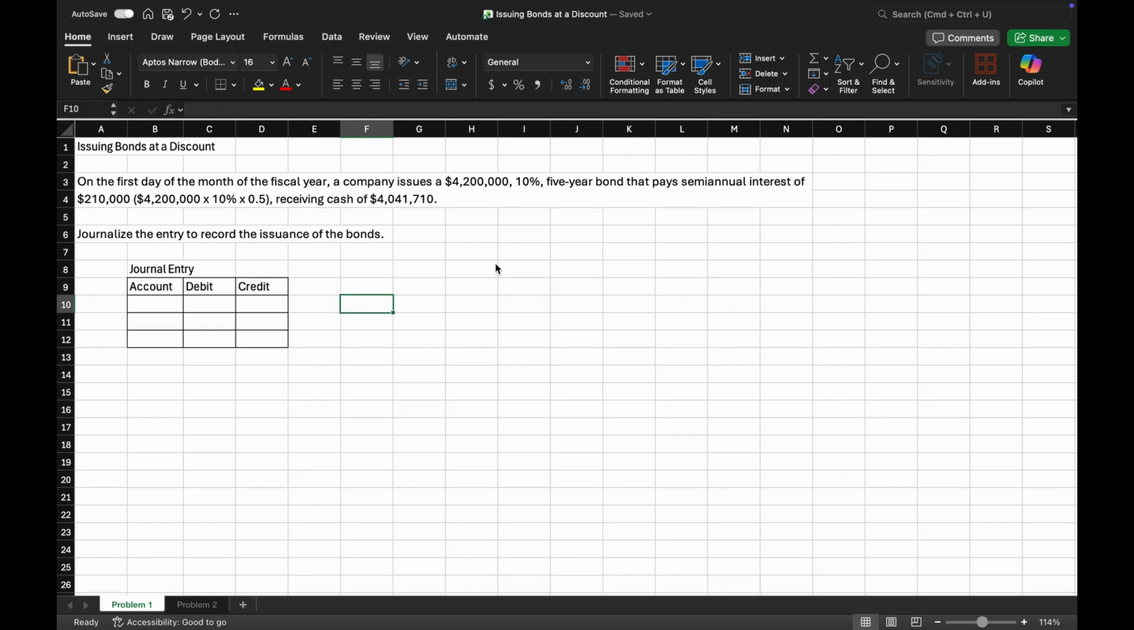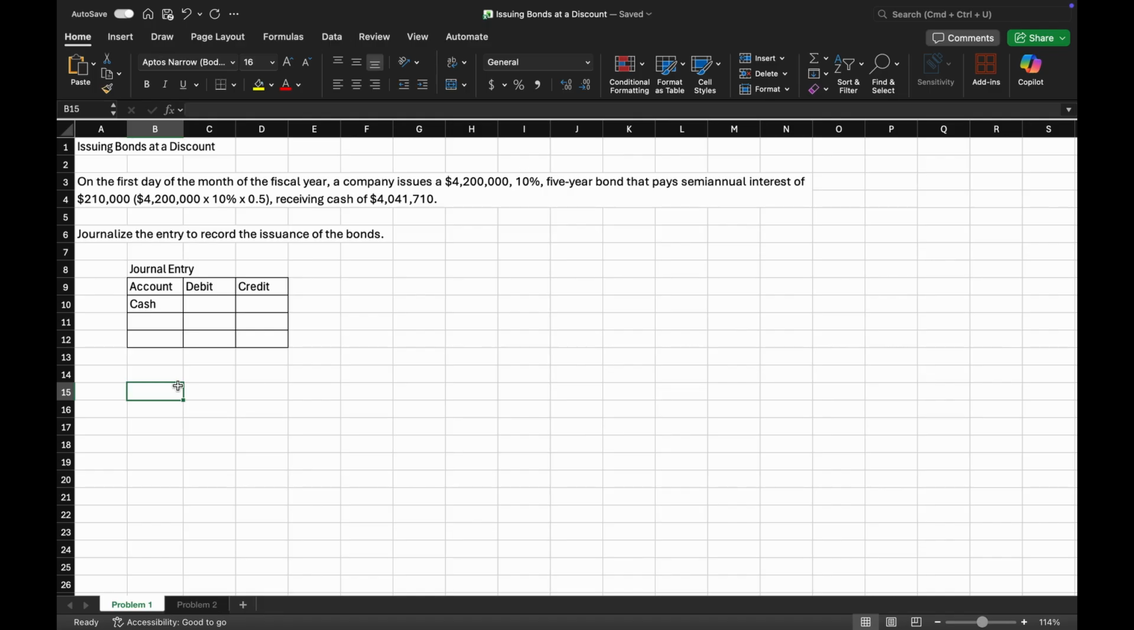Firstly, we have to recognize the 3 accounts being affected by the issuance. Those will be cash, discount on bonds payable, and bonds payable. So firstly, cash. Let's put that as the first account in the journal. This is how much the corporation is receiving from the investor for selling the bond. And since cash is an asset, an increase means a debit.